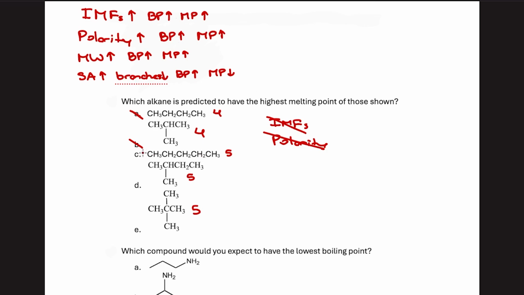Clearly, answer choice C has the largest surface area. It's the stretched out form. D has an additional branch, right? So you add one more branch, you decrease that surface area. And E has the smallest surface area. You have those 2 branches, right? It's almost like a little clump. You can even see it visually. And so E has the smallest surface area, which means it will have the highest melting point. And so we're left with answer choice E.